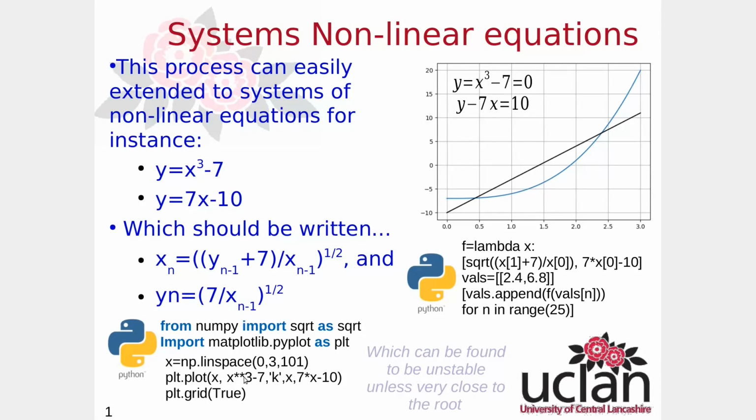And then I've simply plotted x cubed minus 7, and then the other one is 7x minus 10 over this range, and I've got this plot. So obviously this is the straight line, so this must be the linear function in black, and the blue function is the cubic function, and we can see we've got 2 solutions. So those solutions could well give us an idea of where to start when we start iterating.